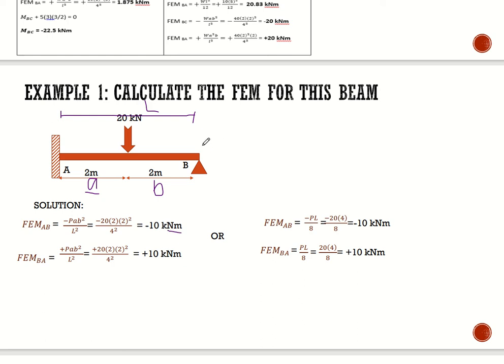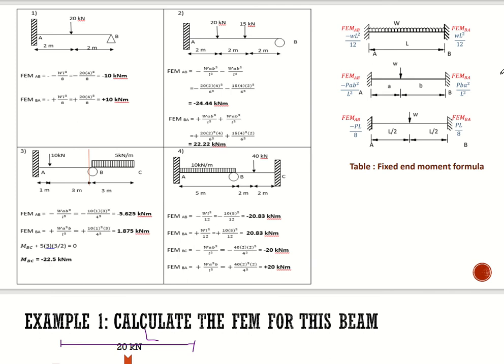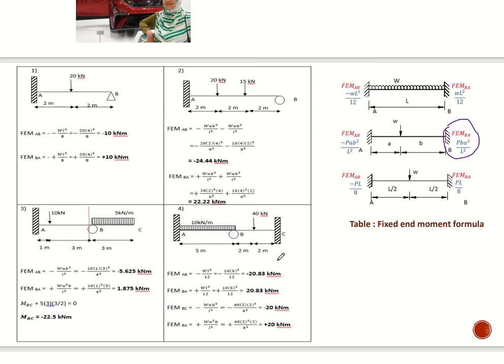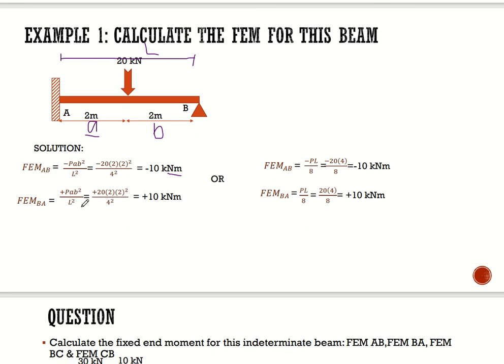So we repeat, and use the right side formula, which is P times B times A square divided by L square. Okay, this formula is wrong. We should use P times A square times B divided by L square. So we also get the same answer, 10 kilonewton meter.